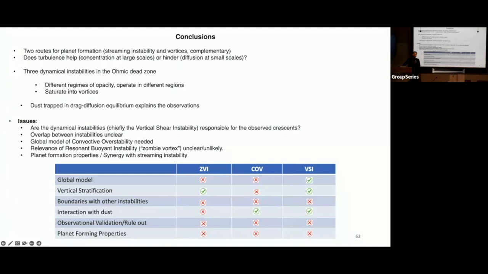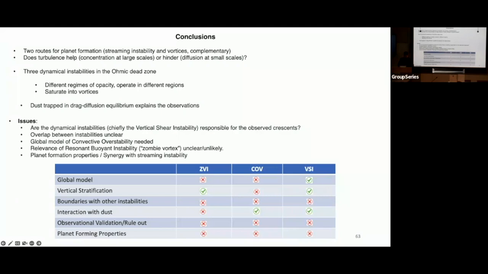Really nice talk. I learned a lot, actually. On whether turbulence helps or hinders, what would it take to answer that question? Could you do a numerical experiment where you change the level of turbulence in the disk? Is it a resolution issue? How would you go about designing a numerical experiment to try to answer that?